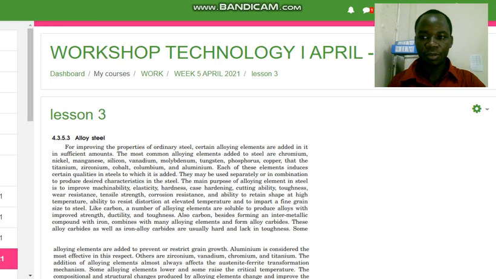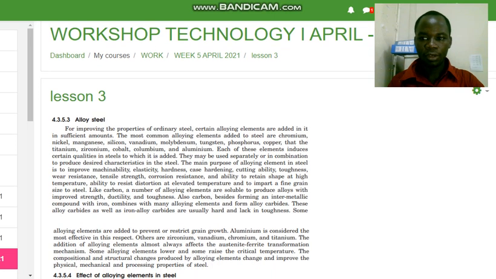We are still continuing with types of materials, and today we want to explore more about alloy steel. An alloy is a mixture of more or different components to make a respective alloy material. For instance, here we have steel. In order to improve properties of ordinary steel, certain alloying elements are added in it in sufficient amounts.